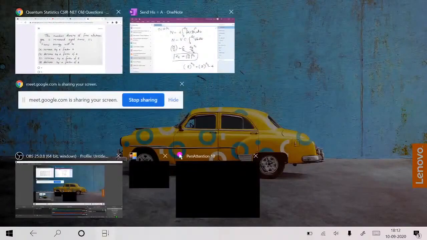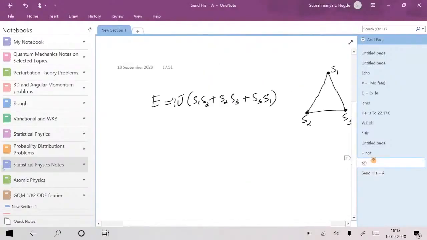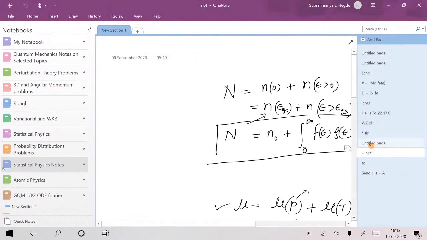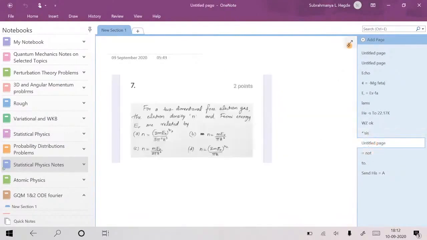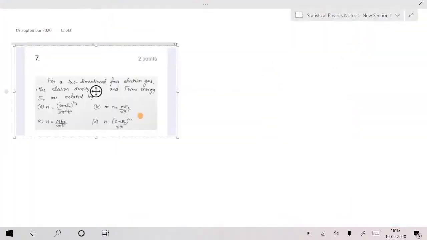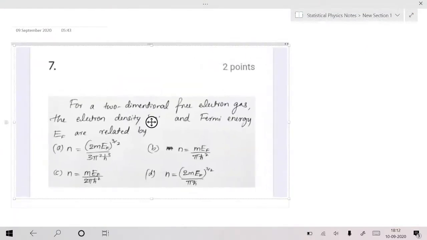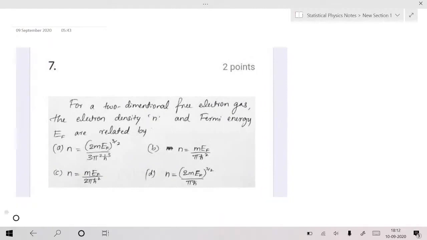Any further question quickly? Actually, while revising, I'll solve some more questions. Right now you better ask only difficult questions. I think I don't have to solve this question again because you can manage. I better give the hint. For a two-dimensional free electron gas, the energy density, electron density N and Fermi energy EF are related by. Again, you should do the problem. Okay, two-dimensional free electron gas.